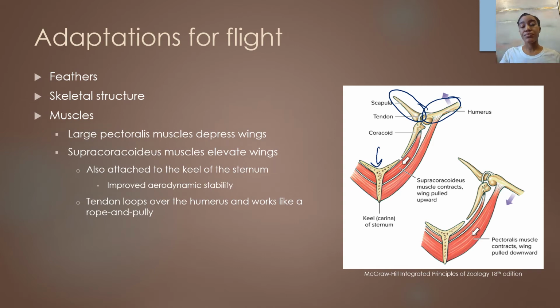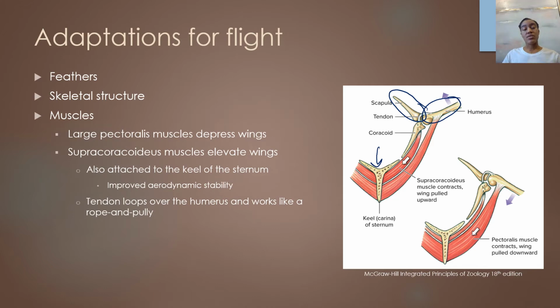seeing. Both the large pectoralis muscles and the slightly smaller supracoracoides muscles are attached to the keel of the sternum. And so we can follow how these muscles work in conjunction with one another to allow for flight. When the pectoralis muscles contract, they pull on the humerus, which will depress the wings, which makes really clear sense. Where things get a little different is when we look at the supracoracoides muscles.